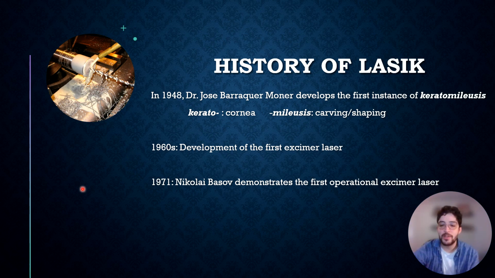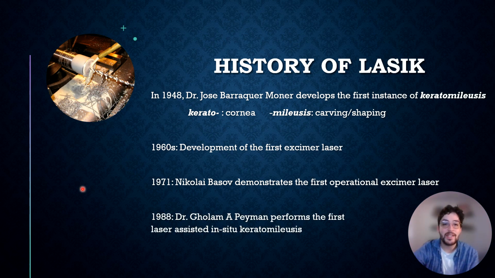And so a couple of years later, with the help of some other doctors, 1988, Dr. Gholam A. Peyman performs the first laser-assisted in situ keratomyolysis. And so this laser-assisted part, we're using lasers, obviously, so that's pretty evident. The keratomyolysis, we talked about that. It's the carving or the shaping of the cornea. This in situ part right here, in situ means on site or in its original location. When Dr. Moner did it in 1948, it was not in situ. He ended up surgically removing the cornea off of the patient's eye, carving it down, and then putting it back on. Here, with the laser, we are doing it while the cornea is on the person's eye.